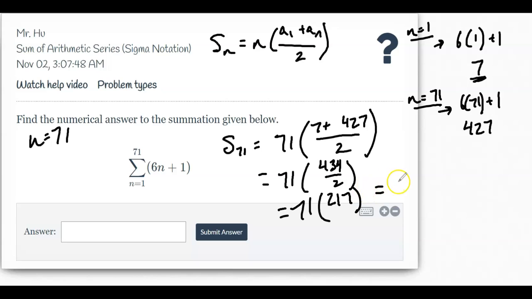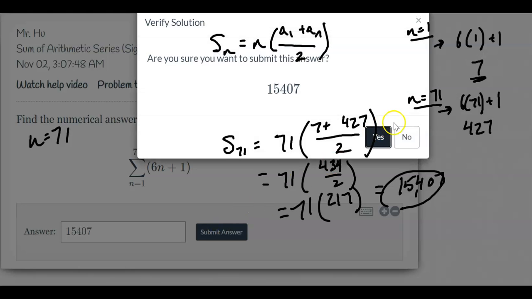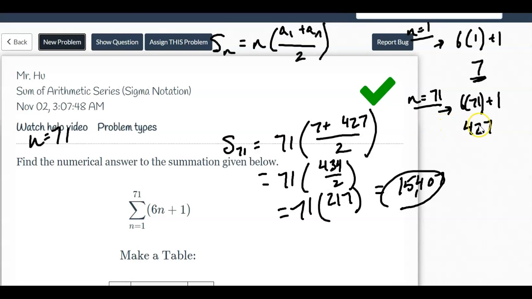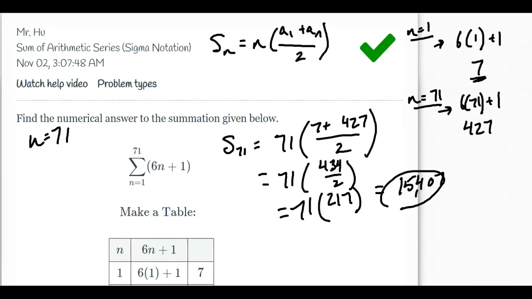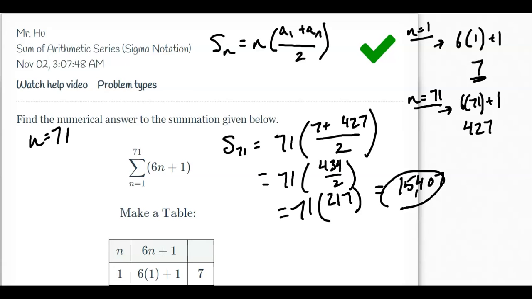It's going to be 15407. 15407. Okay. Now, there isn't really a nice way to check, unfortunately, other than by trying to put it into Delta Math. So you're going to have to trust your calculator on this one. I'm going to trust my calculator on this one, and if I'm wrong, I'm wrong. Alright, but looks like my calculator was pretty trustworthy this time. Alright, so that's a way to do this problem in general.